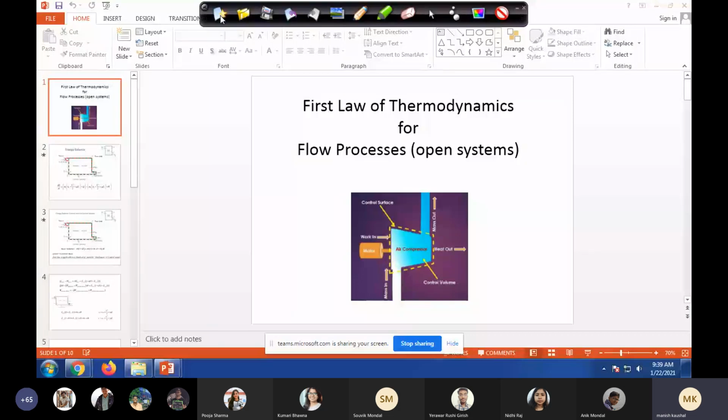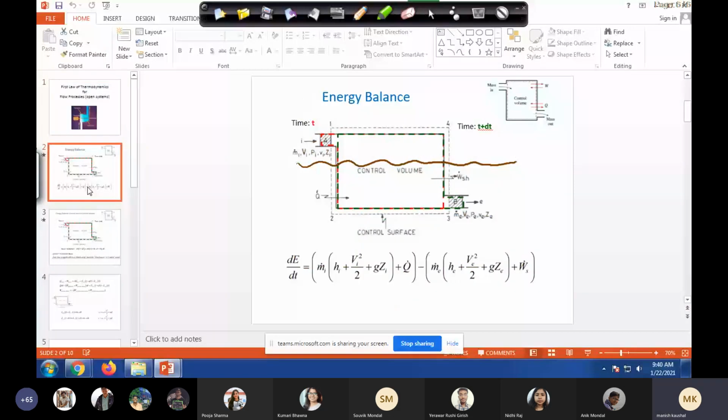So we are now diving into the new topic, of course within the first law of thermodynamics, that is first law for flow process or open systems. It means mass will come in, mass will go out. Before that, we had trapped the mass. So we want to do the energy balance, and today you have to listen a bit carefully. We want to do energy balance ultimately for this flow process.